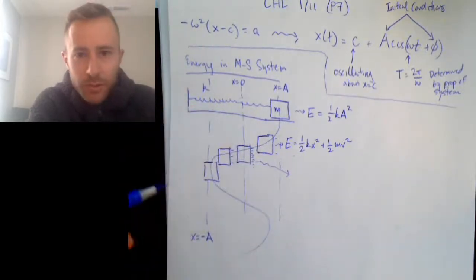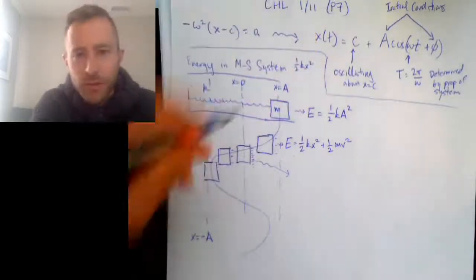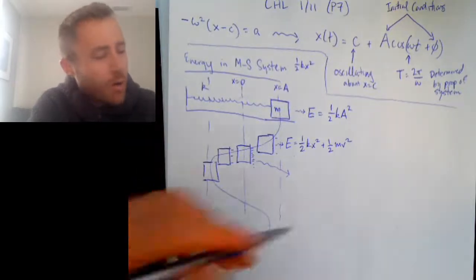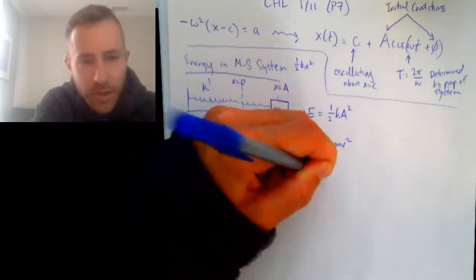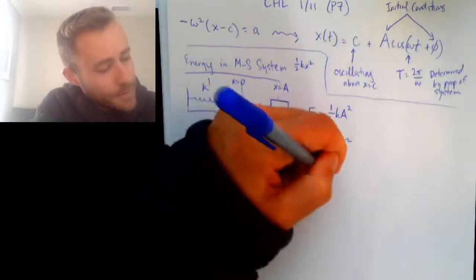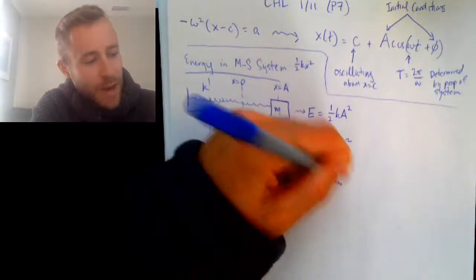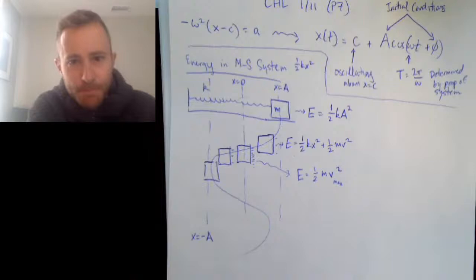If you're at x equals 0, because the formula for elastic potential energy is 1/2 kx squared, you have no elastic potential energy. So all of the energy is kinetic energy. And because all of the energy is kinetic, the speed is going to be its maximum value, 1/2 m v max squared.